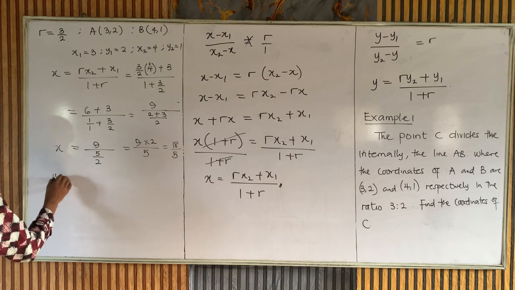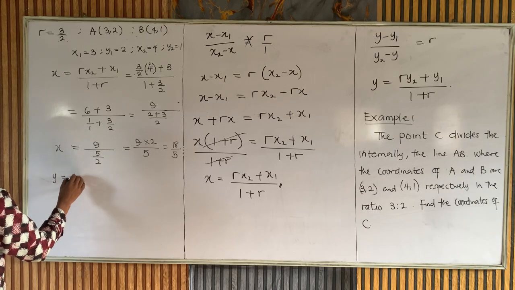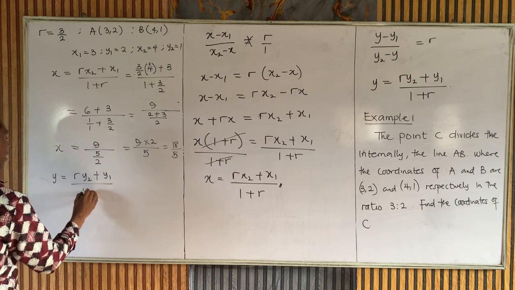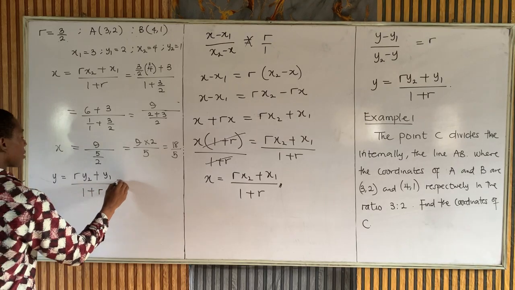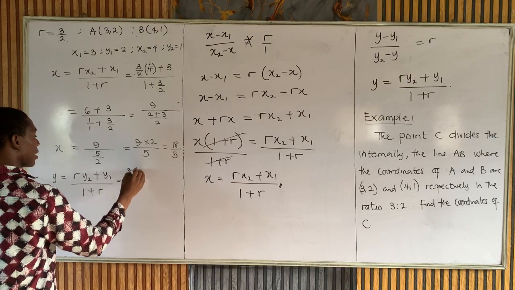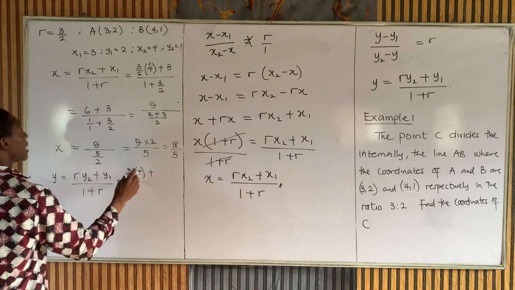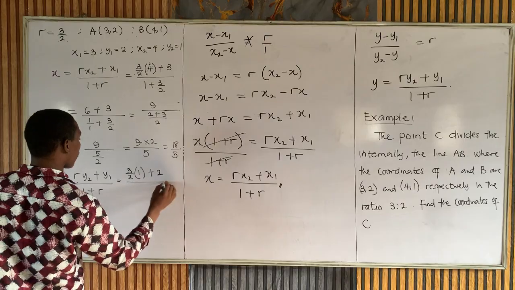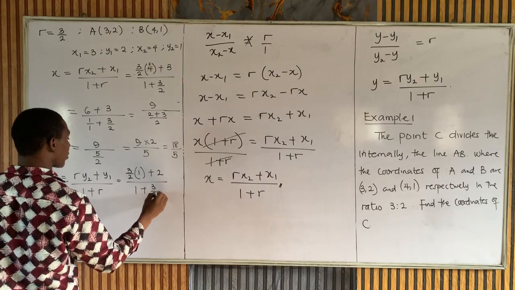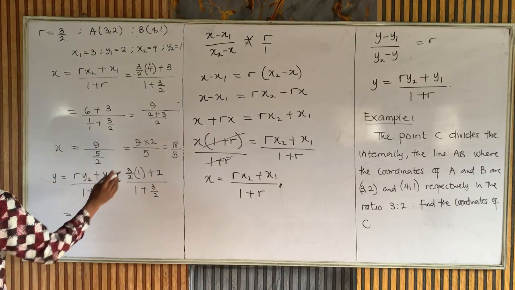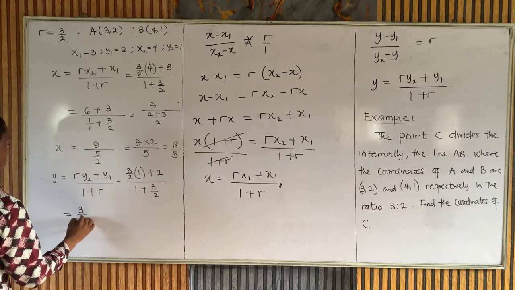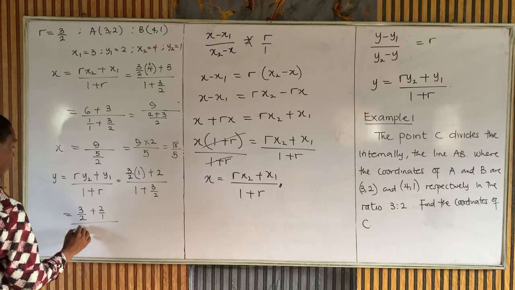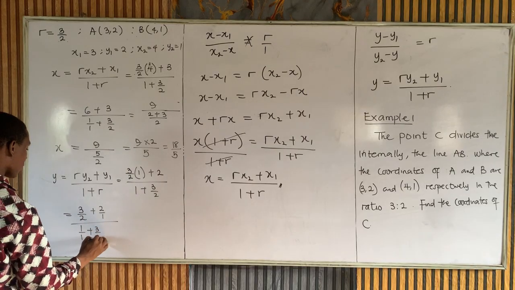Now simply y is equal to (r y2 + y1) over (1 + r). That will give us 3 over 2 times 1, because that's my y2, y2 is 1, plus y1, which is 2, over 1 plus 3 over 2 as well. So this will give us 3 over 2 times 1, that is 3 over 2, plus 2 over 1, all over 1 over 1 plus 3 over 2.